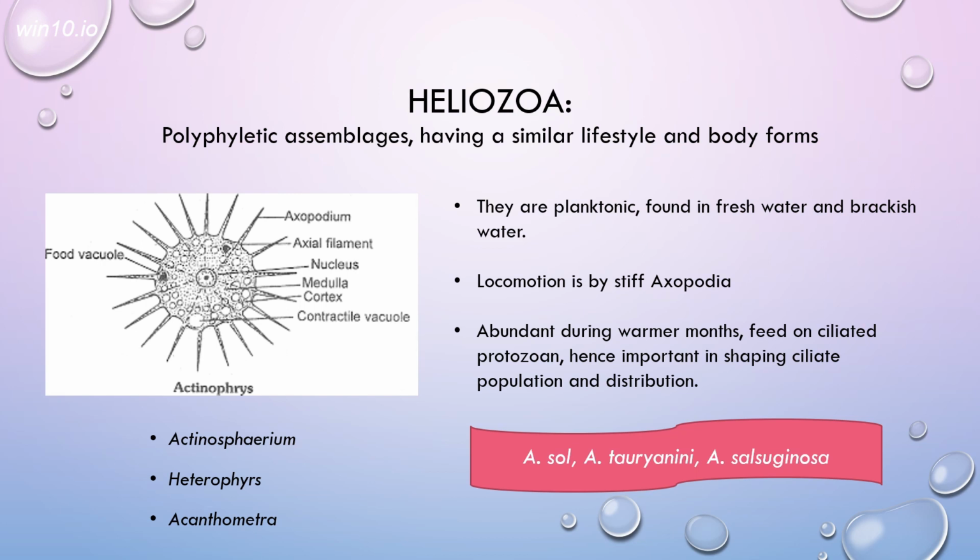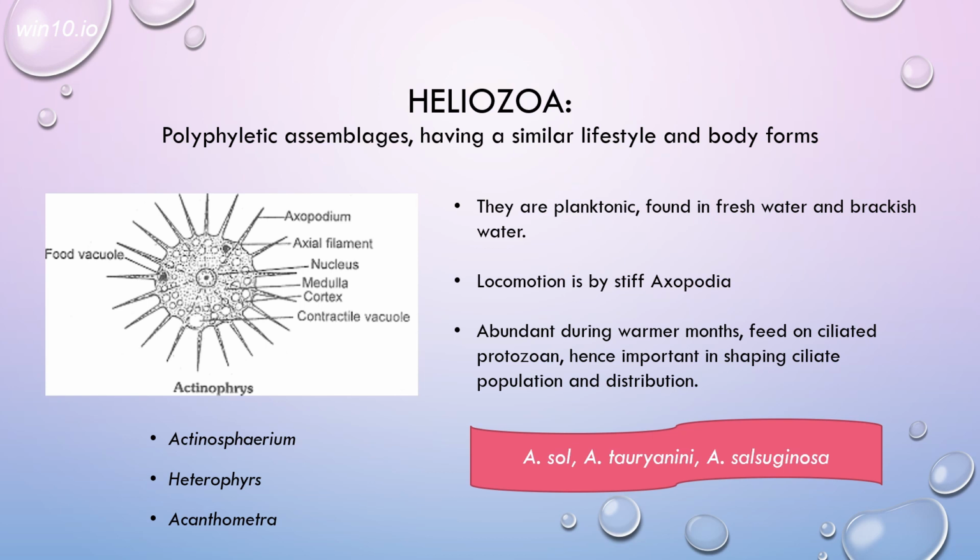Earlier they were thought to be classified as a single phylum, but now it is very clear that it is not a single phylum. A phylum's characteristic is that whatever is classified under it should be derived from a common ancestor. But in Heliozoa it is not the case. However, having a similar lifestyle, they have similar body forms.